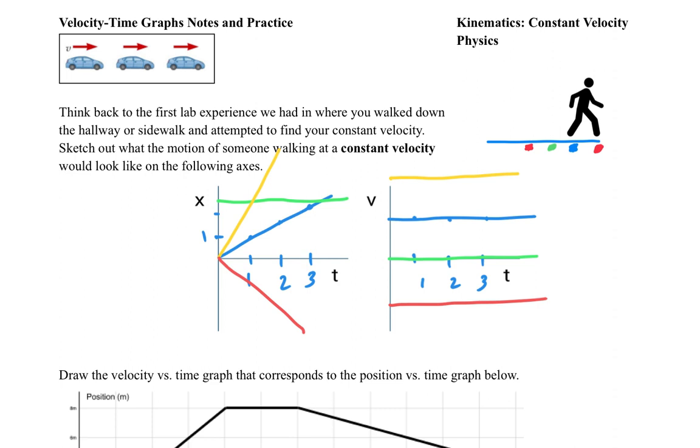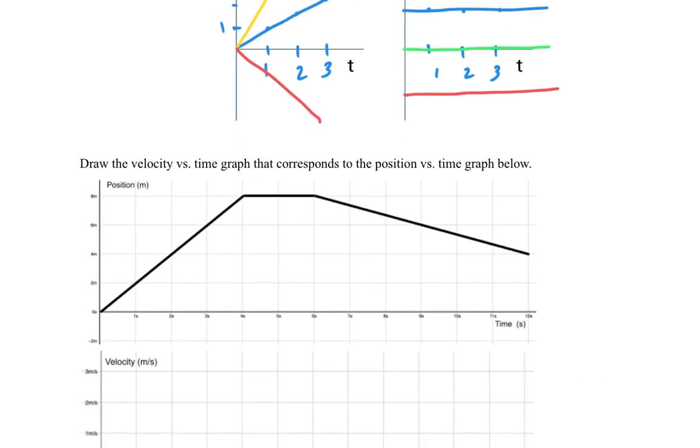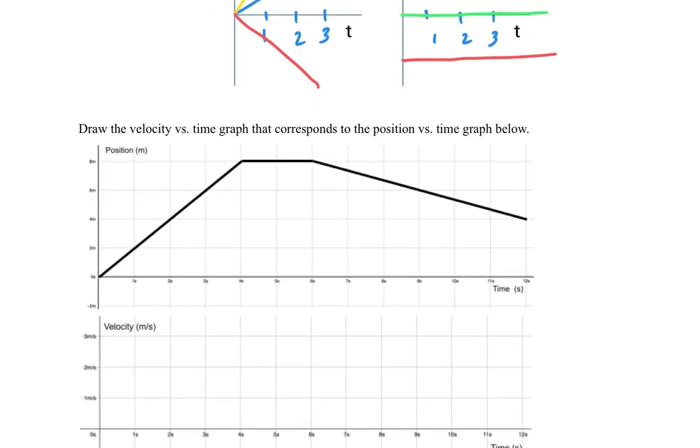So we're going to keep that in mind as we look at some examples. We're going to do one, maybe two together, and then you're going to have some time to practice on your own. So let's take a look at this first example. Okay, it says draw the velocity versus time graph that corresponds to the position versus time graph below.